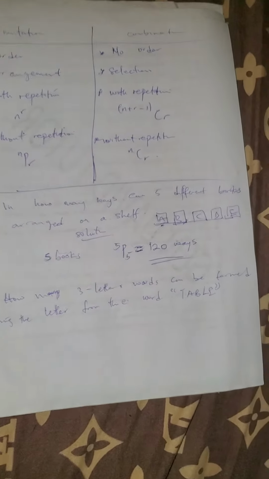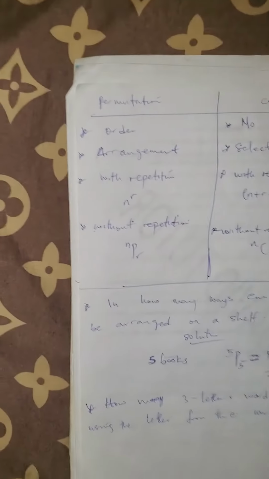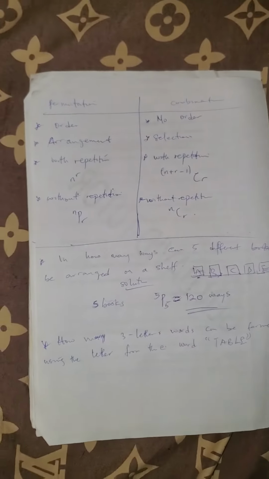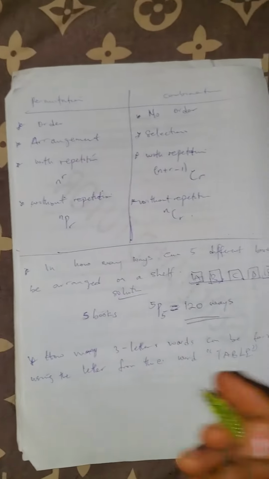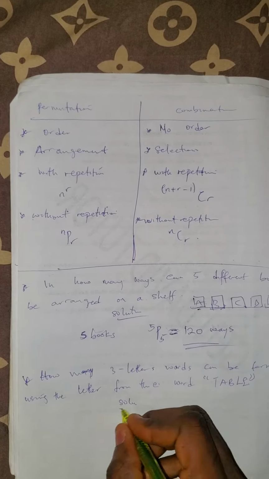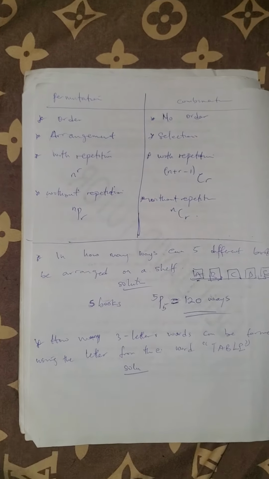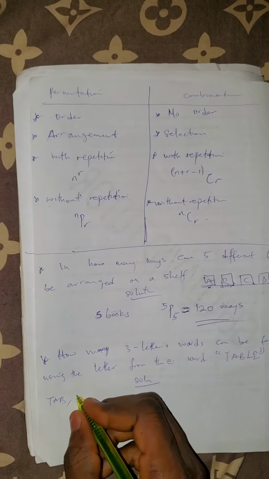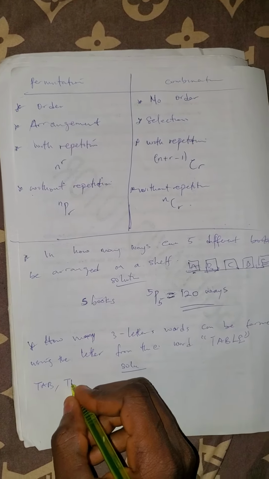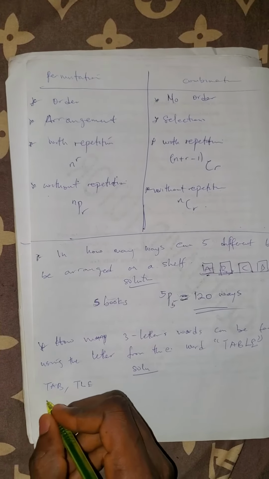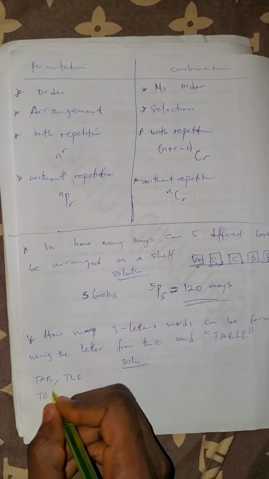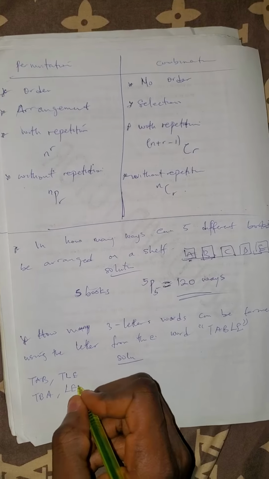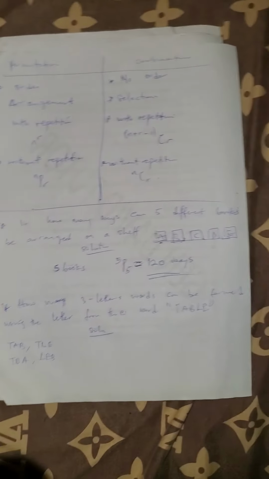Now if you check this very well, is it permutation or combination? It is still permutation, because the order is concerned here. Because you can have 3 letters from the word TABLE. We can have TAB, we can have TBA, we can have LEB. You understand all those things?